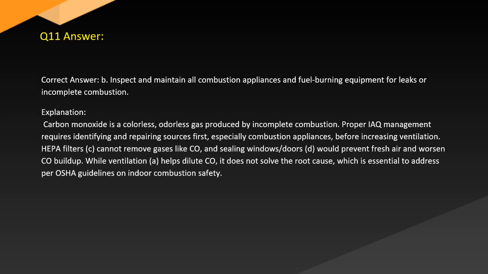Answer. Correct answer B. Inspect and maintain all combustion appliances and fuel burning equipment for leaks or incomplete combustion. Explanation. Carbon monoxide is a colorless, odorless gas produced by incomplete combustion. Proper IAQ management requires identifying and repairing sources first, especially combustion appliances, before increasing ventilation. HEPA filters, C, cannot remove gases like CO, and sealing windows and doors, D, prevents fresh air and worsens CO buildup. While ventilation, A, helps dilute CO, it does not solve the root cause, which is essential to address per OSHA guidelines on indoor combustion safety.